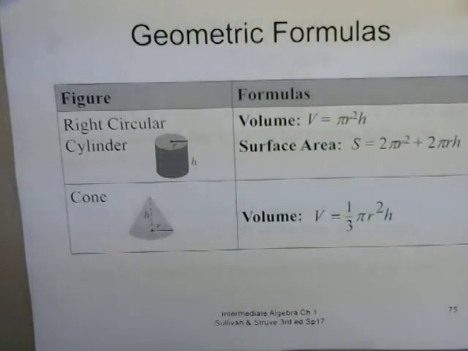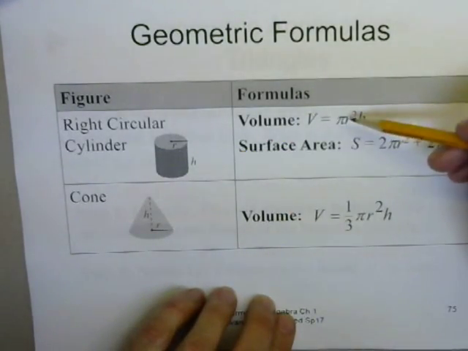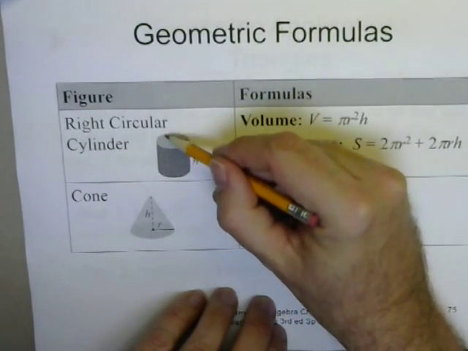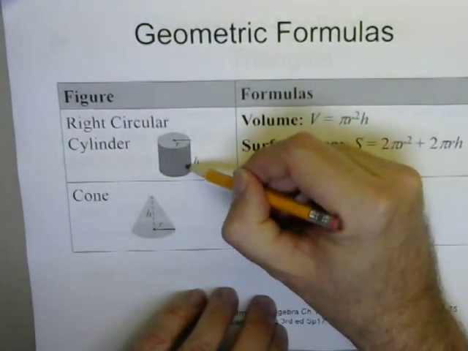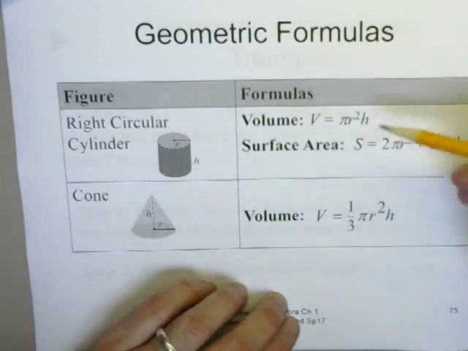Other geometric figures you might remember are the circle or the cylinder. The volume of a cylinder is just pi r squared times the height. So imagine you're taking the area of the top or the bottom of the cylinder and you're extruding that a length h. You're basically taking the area of the base times the height.